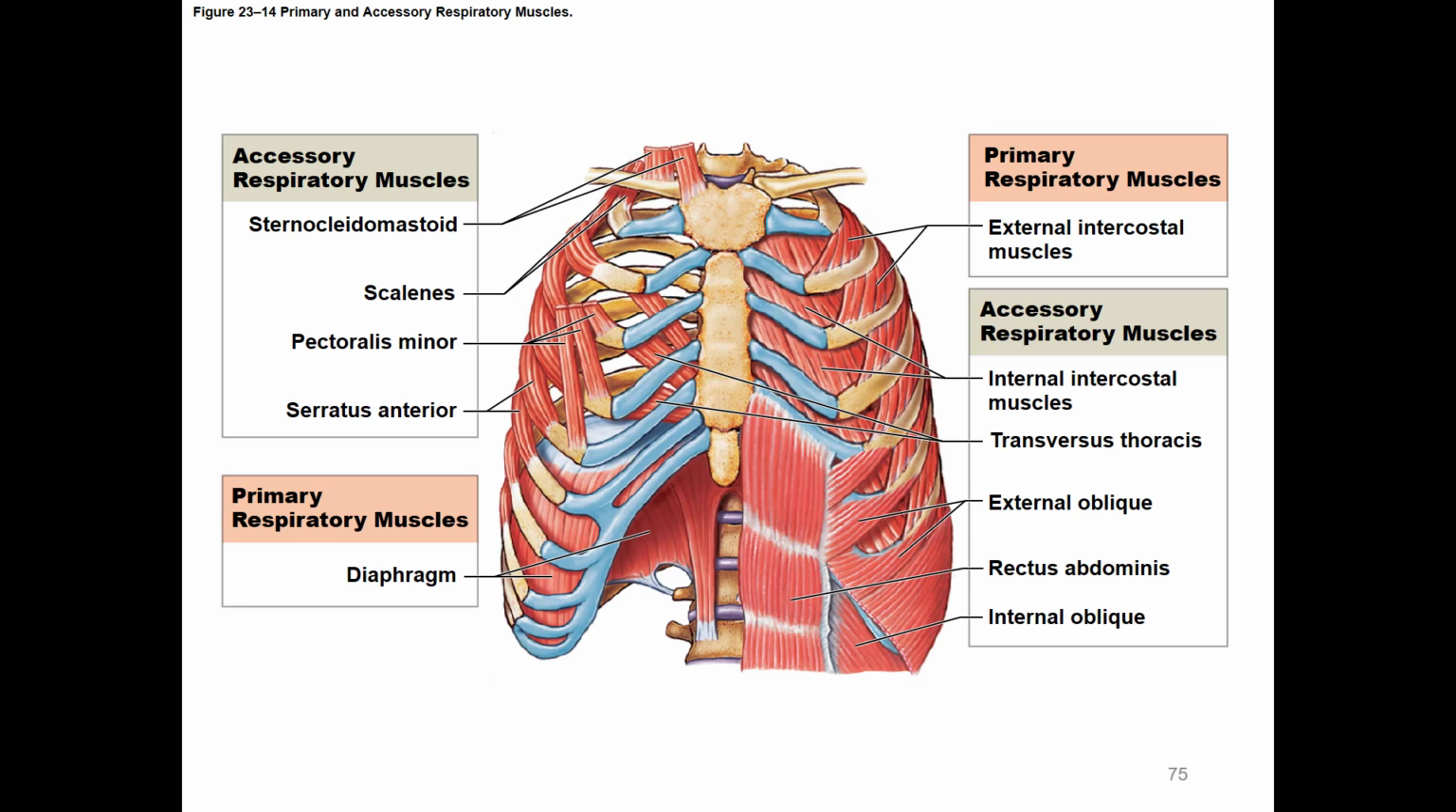So this is a frontal view of those same important muscles. We can see the diaphragm underneath, the serratus anterior here, pectoralis minor, scalenes, sternocleidomastoid, and the external intercostal muscles as well.